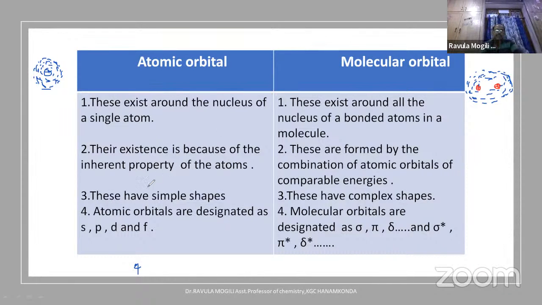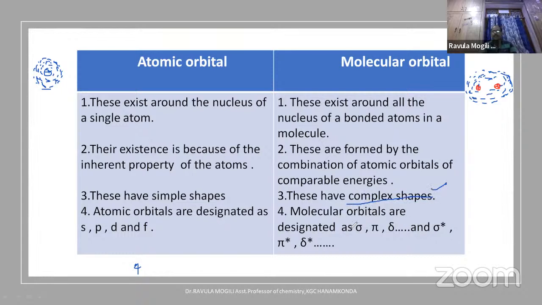Next, atomic orbitals have simple shapes. The s orbital is spherical, the p orbital is dumbbell shaped, the d orbital is double dumbbell shaped, and the f orbital is like a flower bunch. These are some shapes of atomic orbitals. Molecular orbitals have complex shapes. This is very, very important.